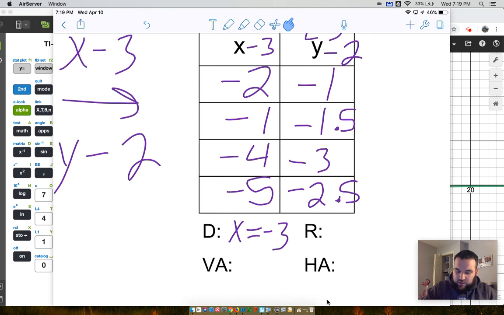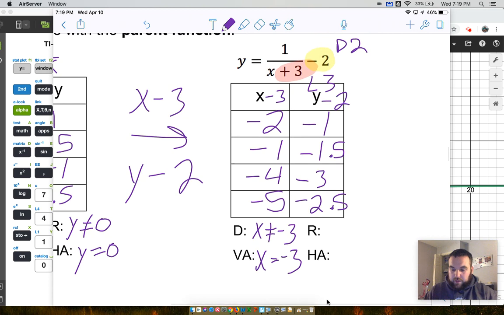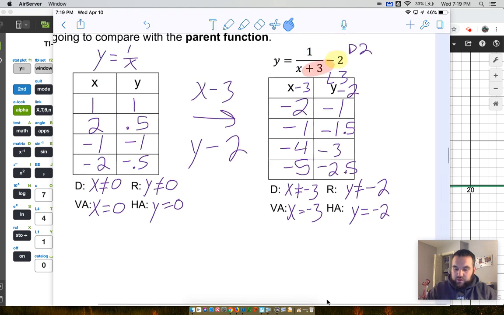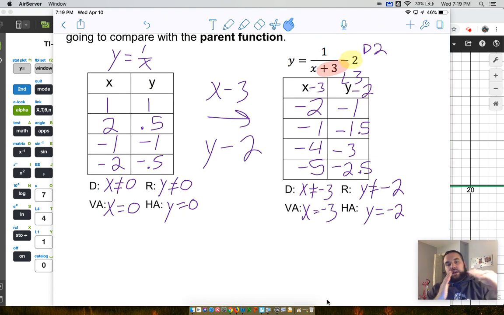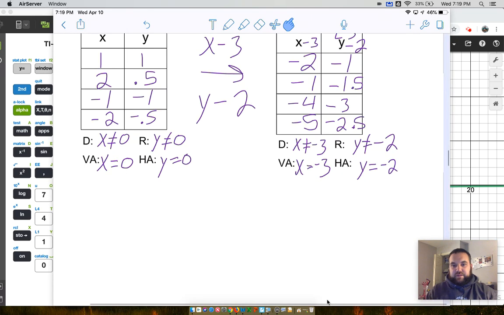So my domain now is x cannot equal -3, which tells me where my asymptote is. So the vertical asymptote is going to be at x equals -3. For the range, it's the same thing. Y couldn't equal 0 before, but now we've shifted everything down 2. So the range is going to be y can't equal -2, and the horizontal asymptote then is going to be at -2. So we've taken those dashed lines that were at 0 and 0, and we've shifted them. Okay, so that's all the characteristics for it, but now we're going to actually graph this thing.